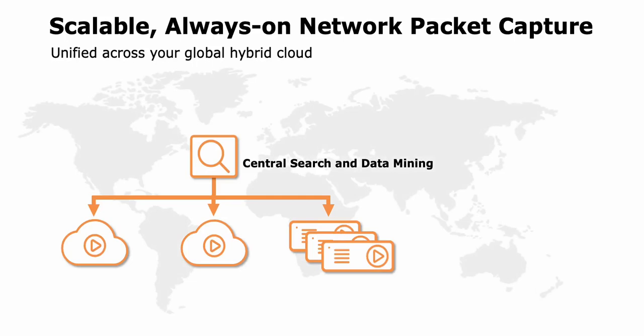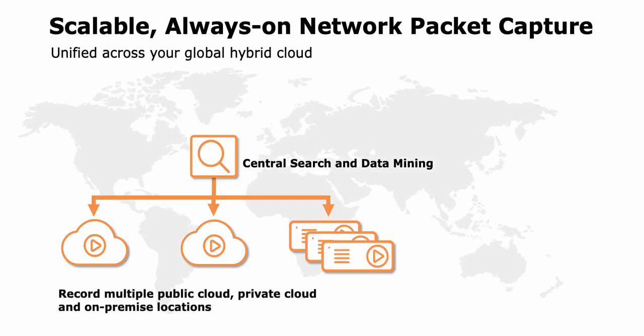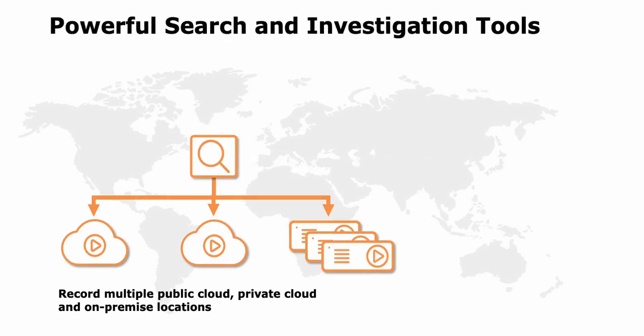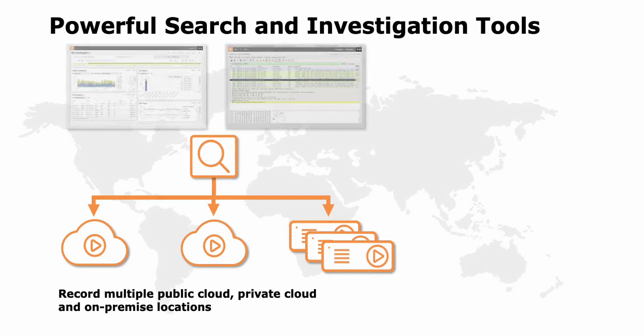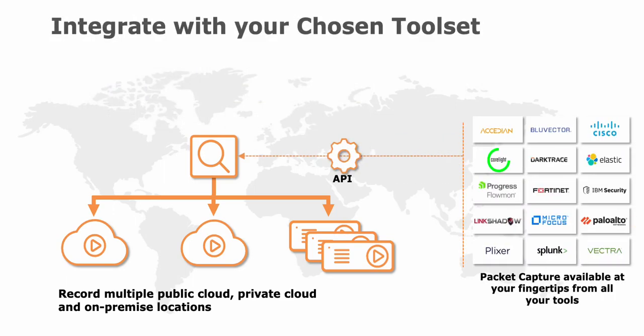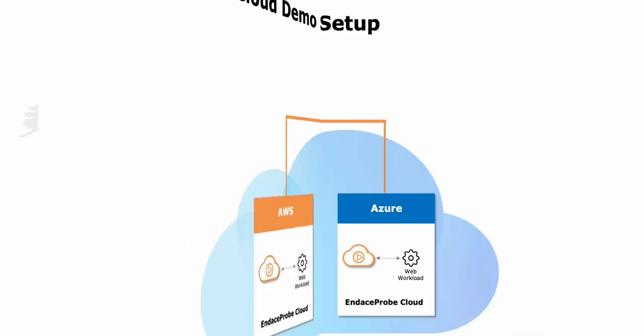Scalable always-on packet capture is now available for global hybrid cloud deployments. Record network traffic in public cloud, private cloud, and on-premise, and search from a single central console. Use powerful search and investigation tools to investigate threats or issues anywhere on your unified hybrid cloud deployment. Integrate with your suite of security or network monitoring tools for rapid one-click investigation workflows.